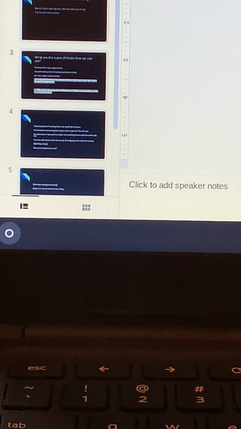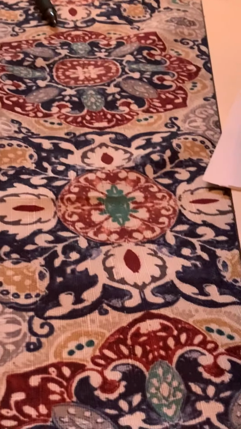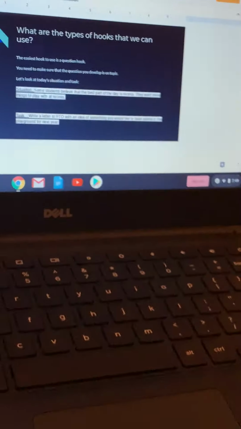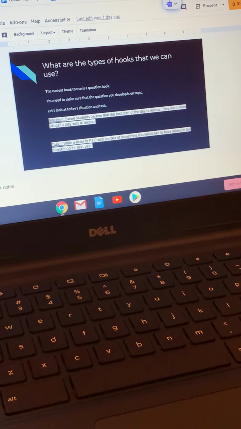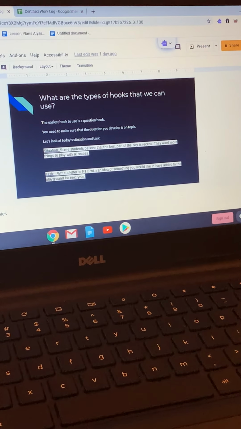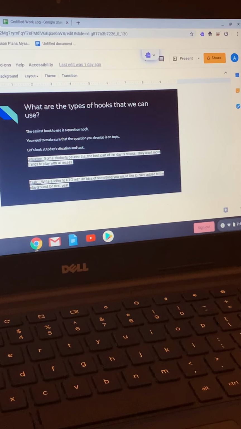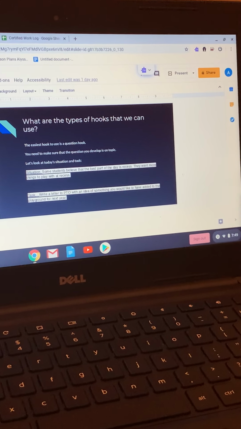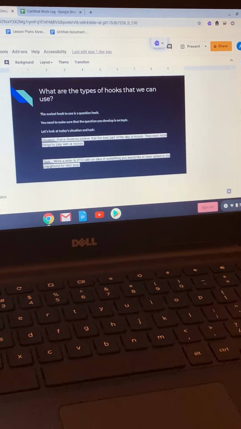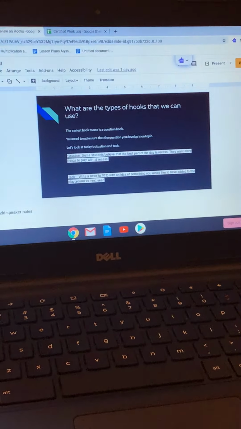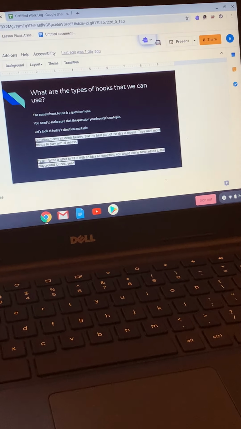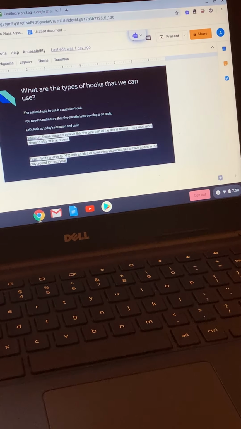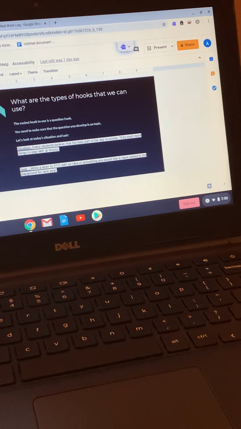Our situation and task from yesterday, let's look at that. It says that some students believe that the best part of the day is recess. They want more things to do or to play with at recess. Task: write a letter to the PTO with an idea of something you would like to have added to the playground. All right, so the situation is not your directions. The task tells you what you're supposed to do. So the task says that we are going to write a letter to the PTO with an idea of something that we would like to have added to the playground.